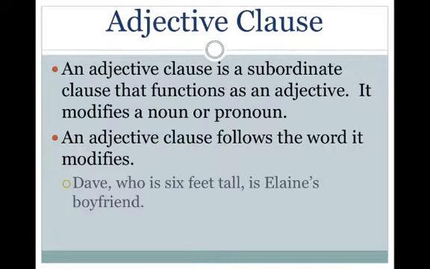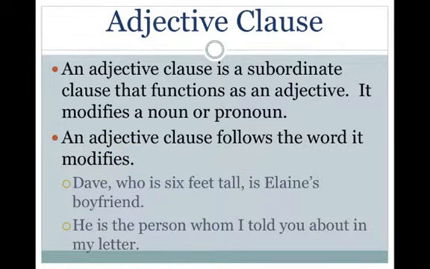For example, Dave, who is 6 feet tall, is Elaine's boyfriend. The adjective clause, who is 6 feet tall, is modifying or describing the noun Dave. Notice it comes after Dave. Or, he is the person whom I told you about in my letter. The adjective clause, whom I told you about in my letter, is modifying or describing the pronoun he.